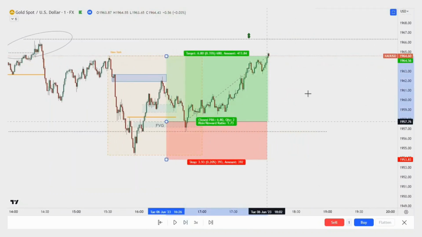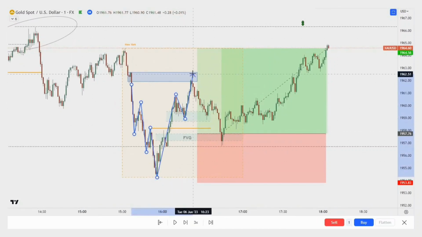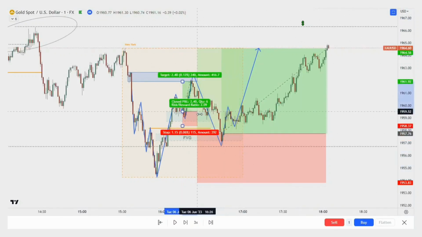Price jumped right away into profit, and we didn't experience any drawdown. Let me illustrate once again the price with a simple line. The structure is very clear. Even if we chose to trade the first fair value gap, we could have had a profitable trade.